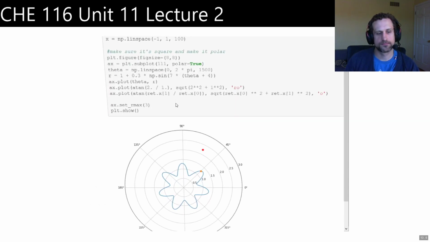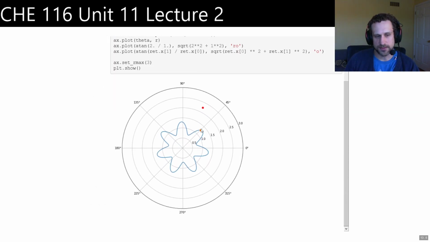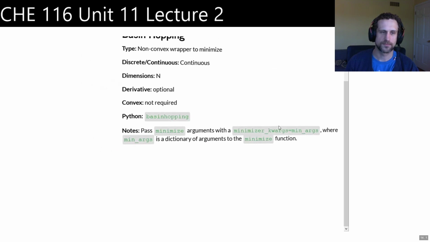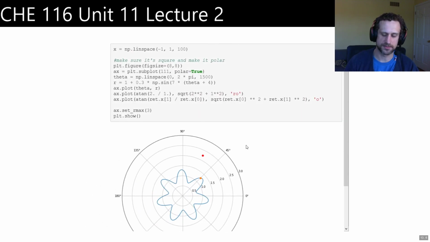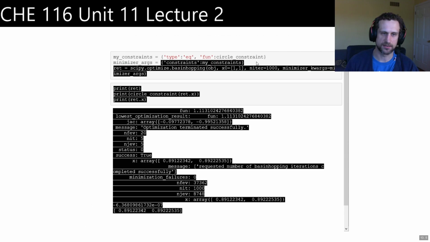So I run it, and it works. And it turns out that this orange point here is the closest point on the flower to the red dot. So the bee, when it comes down to land on the spring flower, needs to land right there to minimize how much flying time it has. All right. So again, this was just an example of basin hopping. Basin hopping can do bounded or constrained problems, but you have to pass them through this minimizer kwargs object, which basically says you have to wrap things in a dictionary.